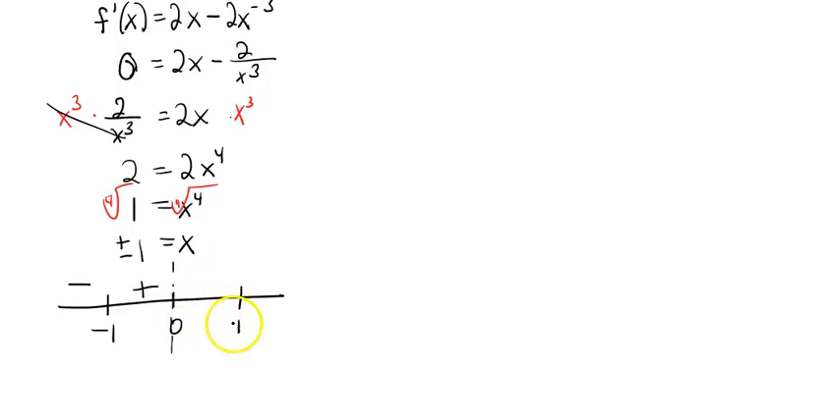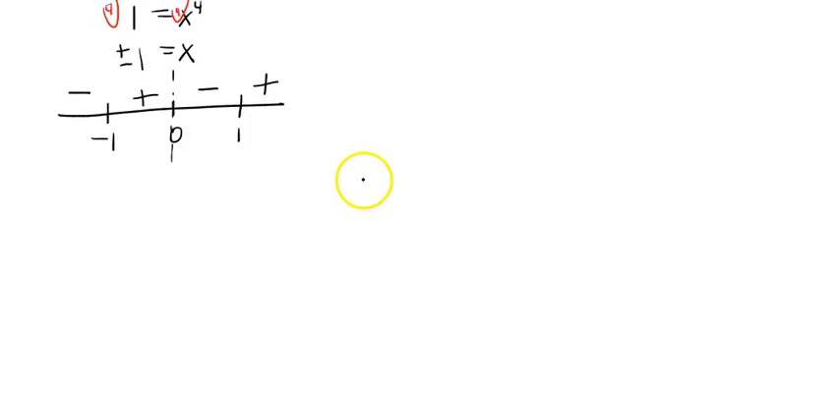Between 0 and 1, again, I've got to choose a fraction or something, so I'm going to choose 1/2. Do 2 times 1/2 minus 2 over 1/2 cubed. Again, that's going to be negative. And then finally, after 1, I'm going to choose something easy like 2 again. 2 times 2 minus 2 over 2 cubed, so 4 minus 2 over 8 gives us a positive.